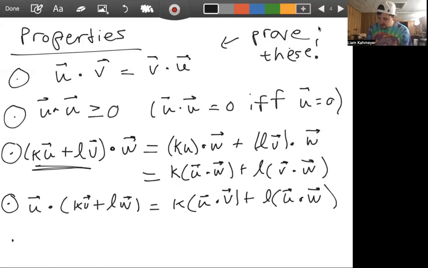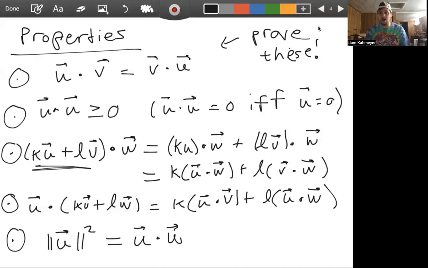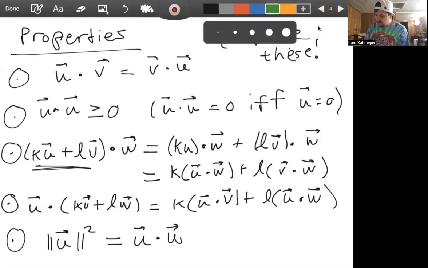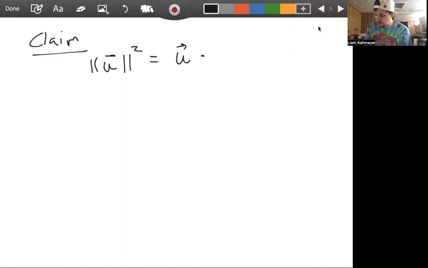The last property for now is a relationship between the magnitude or length of a vector and its dot product with itself. What we're saying here is that the dot product of a vector with itself is the same as the magnitude squared. Let's prove that one. Maybe I'll set a good example. So here's a claim: the magnitude of u squared is u dot u. Okay, well, let's start with the magnitude squared.